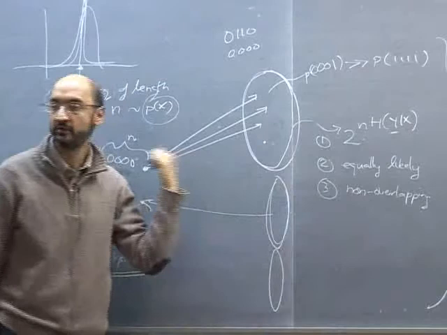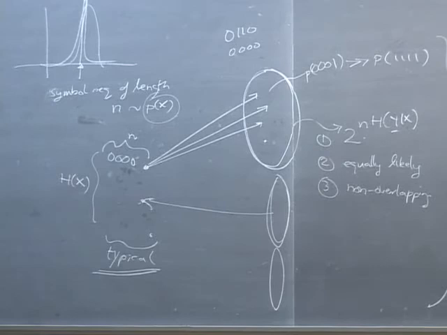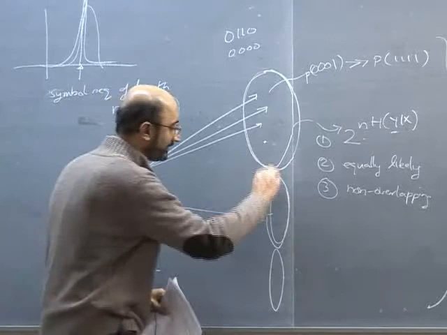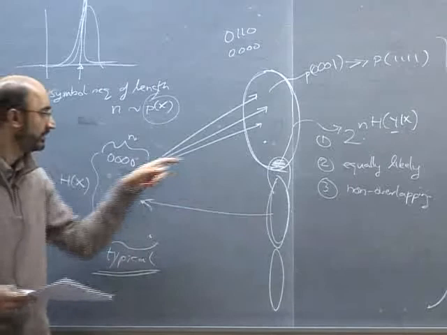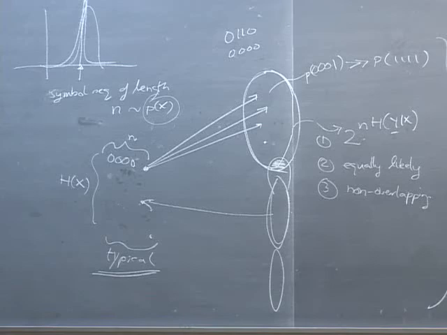And moreover, and this is the important part, if you don't do this, you're in trouble. If you choose this so that they overlap, let's say that these are overlapping like so, then when something is over here, I don't know whether I should go here or I should go there. And so the error probability is not going to be vanishingly small. So in order to keep the error probability vanishingly small, it's necessary for me to make them non-overlapping.